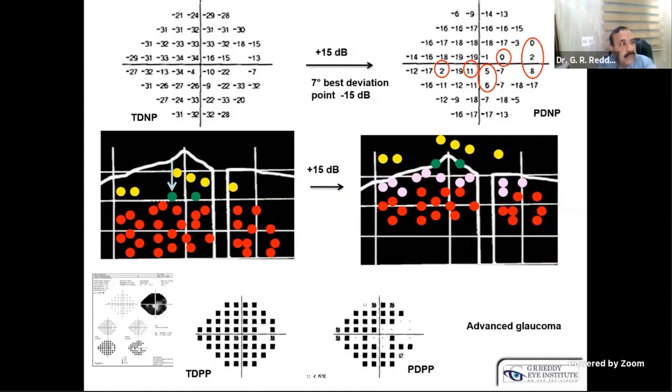That clue you can get either from the fundus or from OCT. In the OCT, if your nerve fiber layer defect is coming from 5 o'clock to 6, or 6 to 7.